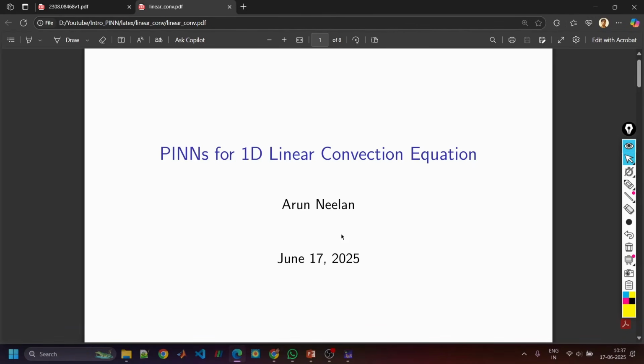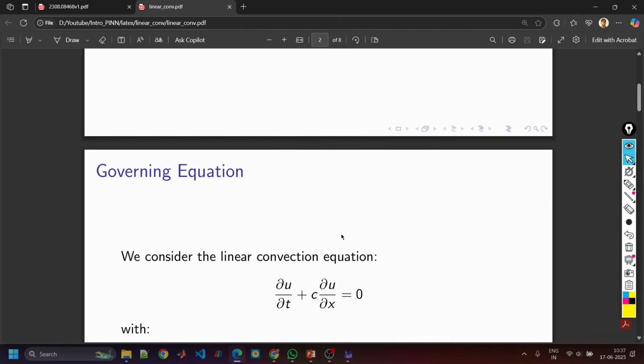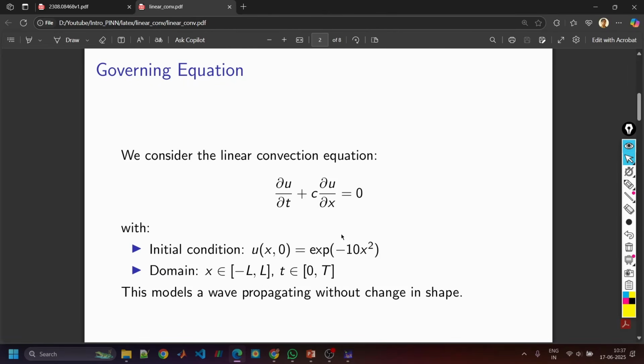Hi, welcome to the fifth video on physics informed neural network. In this video, we shall see some of the procedures to solve the one-dimensional linear convection equation using physics informed neural network. So, this is the governing equation for the one-dimensional linear convection equation.